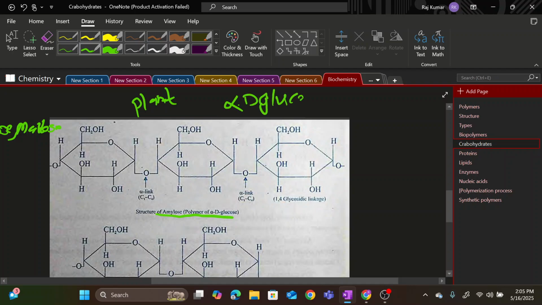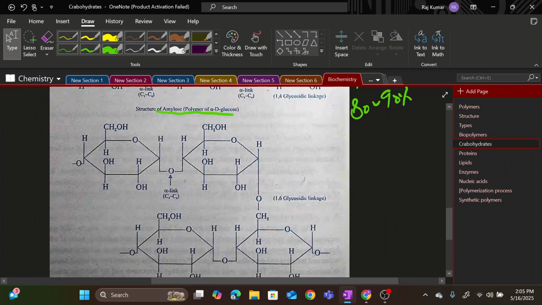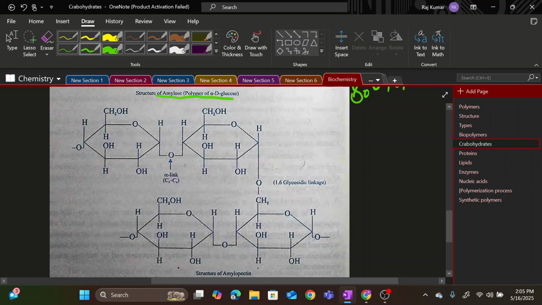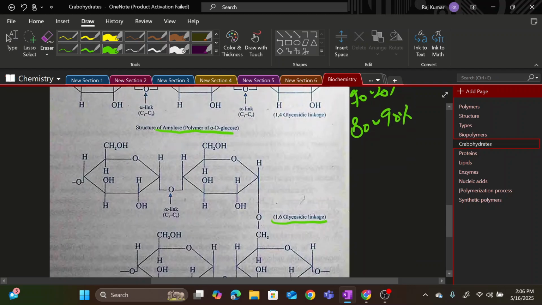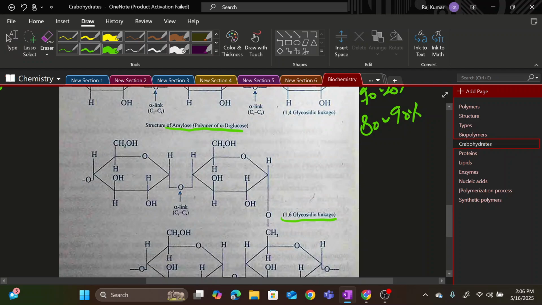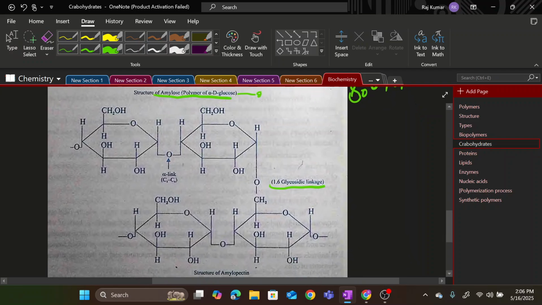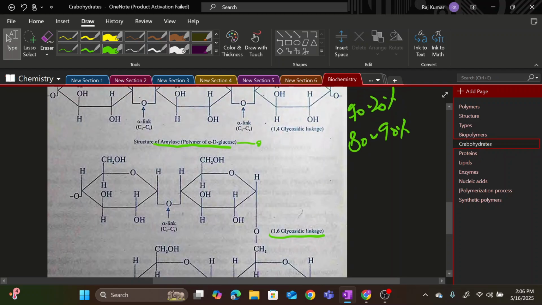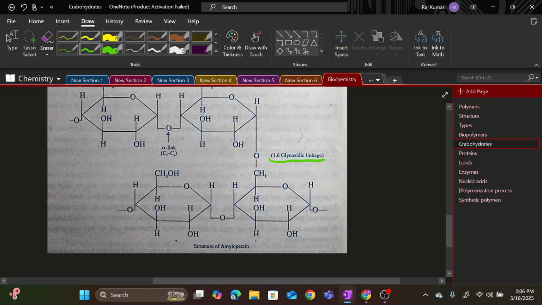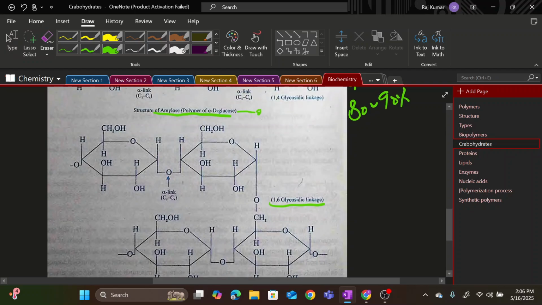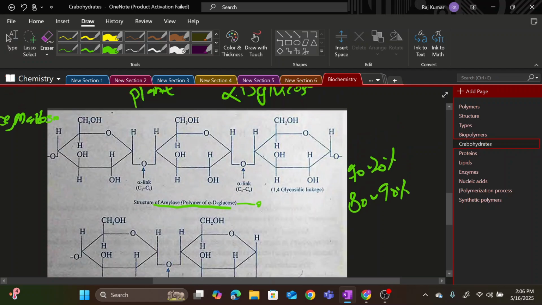Amylose is unbranched starch, around 10 to 20%, and amylopectin is around 80 to 90% of the starch. Amylose has alpha 1,4 glycosidic linkage, while amylopectin is branched, and that branch is connected through alpha 1,6 glycosidic linkage. Amylose is more soluble in water, amylopectin is less soluble in water, and amylose gives blue color in iodine test, and amylopectin gives red color in iodine test. So this is an important thing.